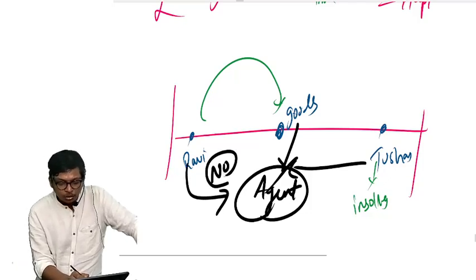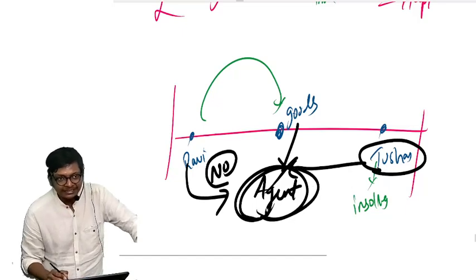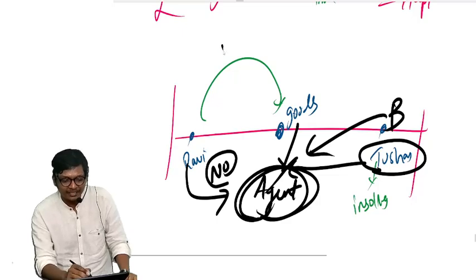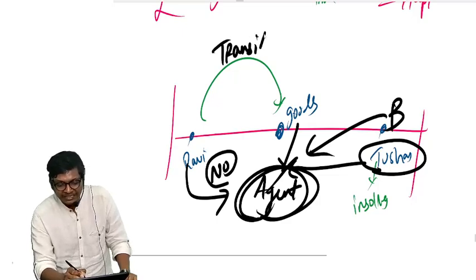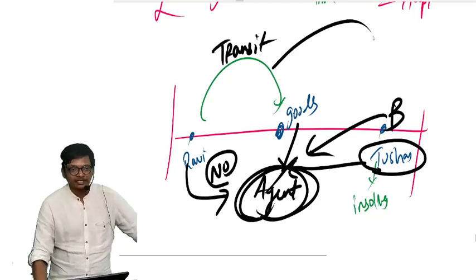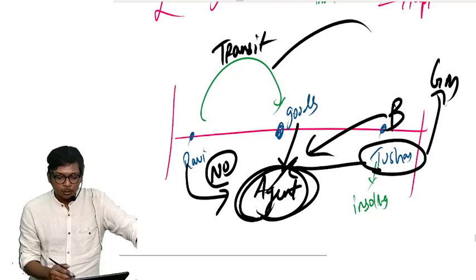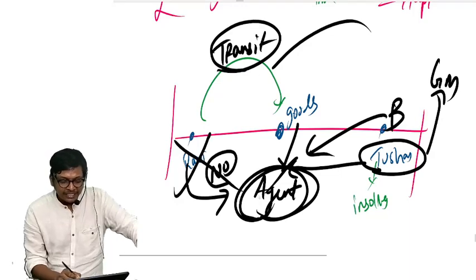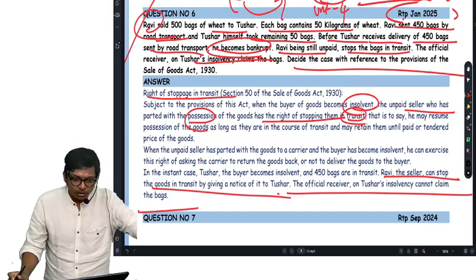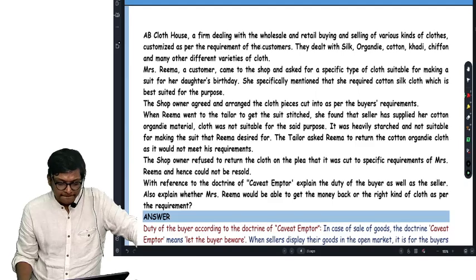Answer is no. Whether Tushar collects or agent collects, if goods are collected by the buyer or somebody on behalf of the buyer, then what happens? Transit is completed. Once transit is completed, I can't do anything. Tushar's grandmother collected, you can't go grab it. Once transit is completed, Ravi, the unpaid seller, cannot exercise his rights. Are you following? That's your doubt.